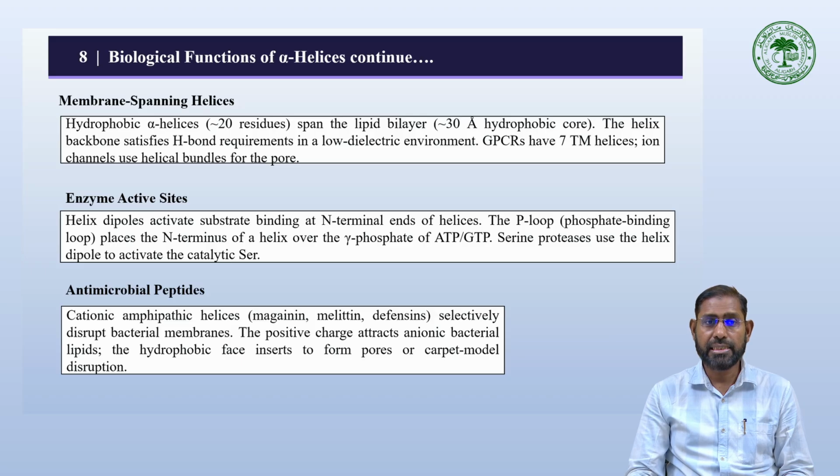Then also enzyme active sites. The helix dipole activates substrate binding at the N-terminal end of the helix, like the P-loop, the phosphate binding loop, which places the N-terminus of the helix over the phosphate of ATP and GTP. Serine proteases use the helix dipole to activate the catalytic serine.